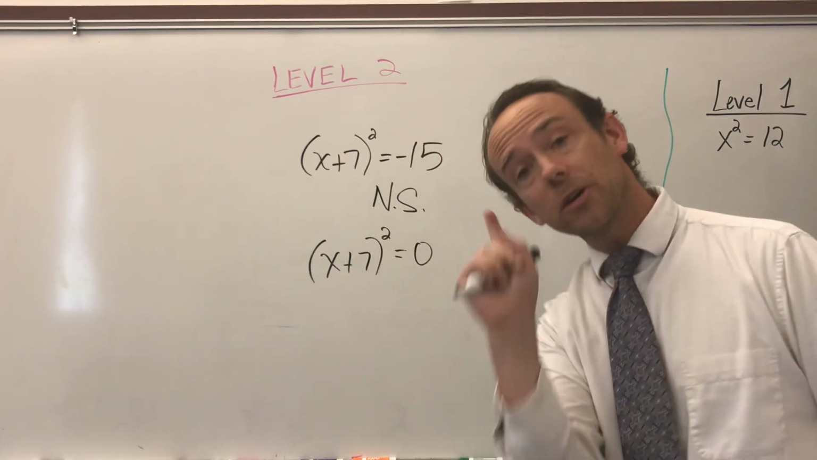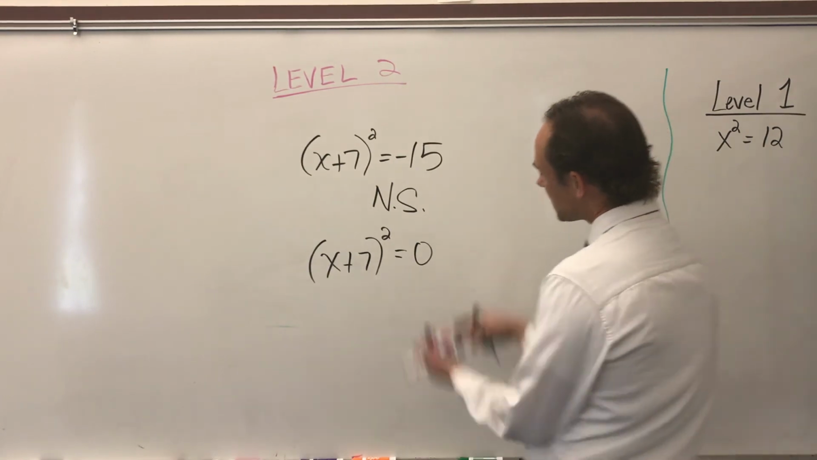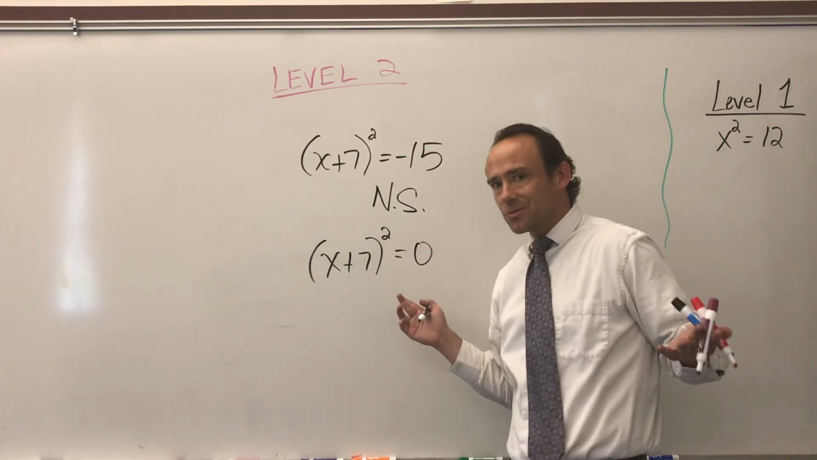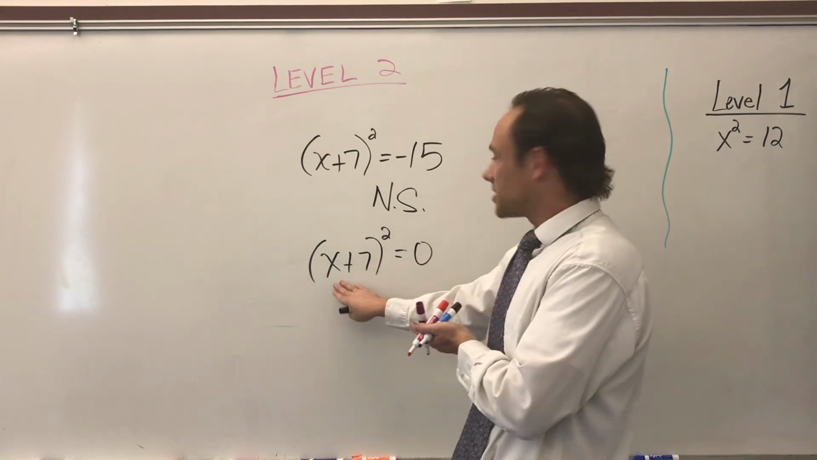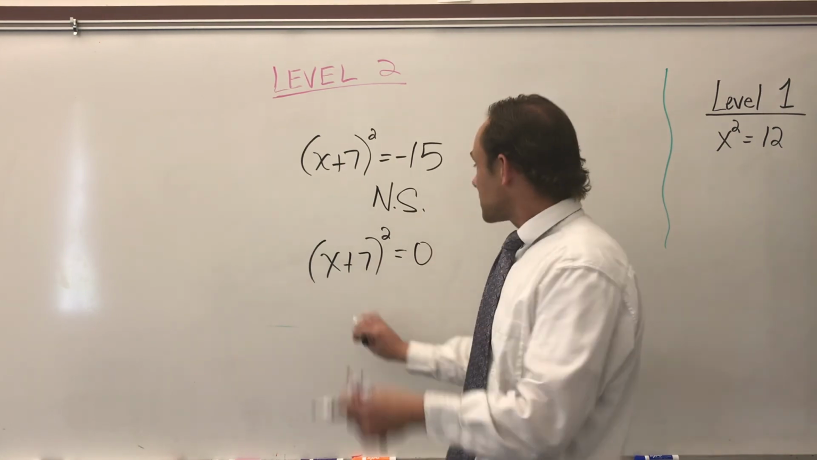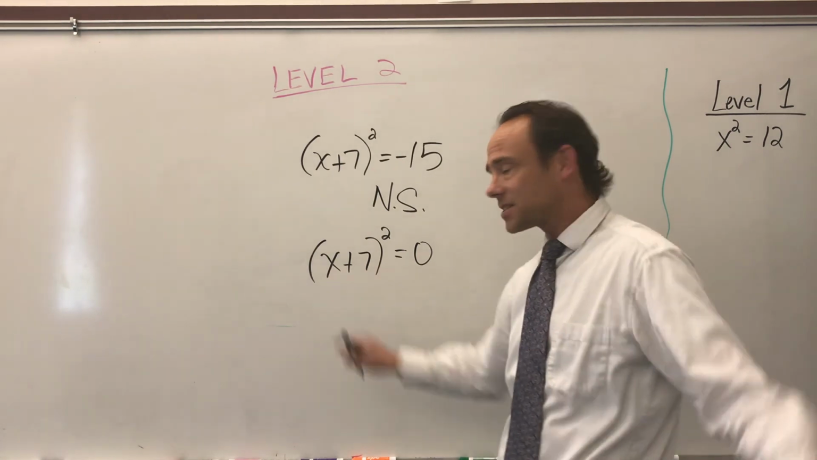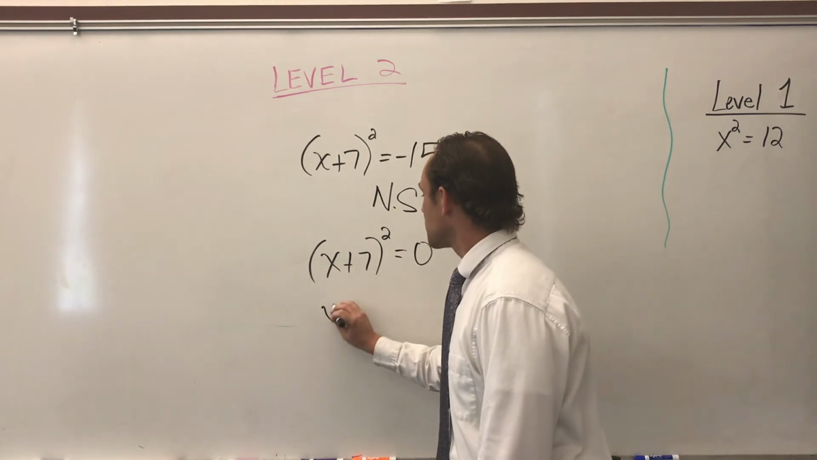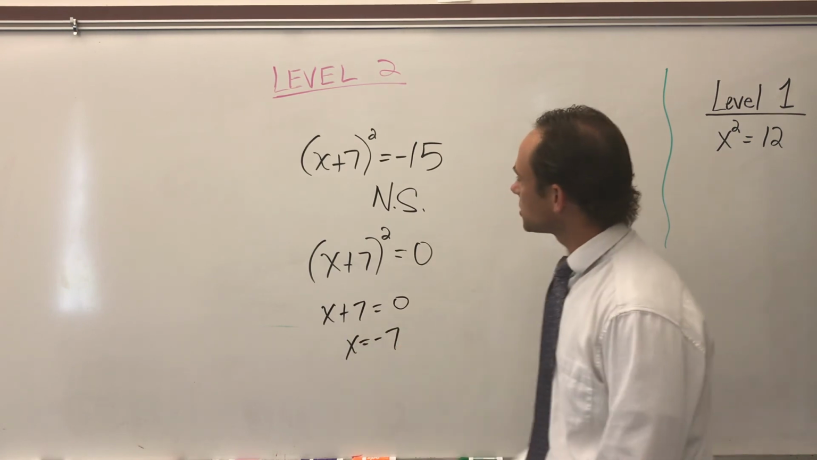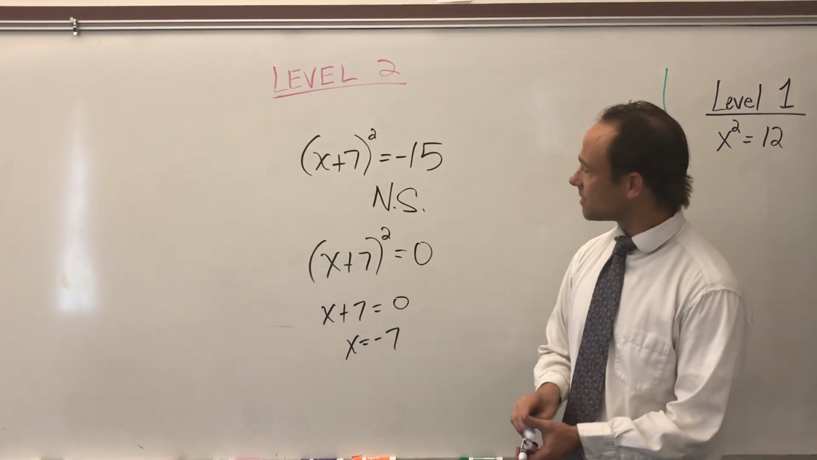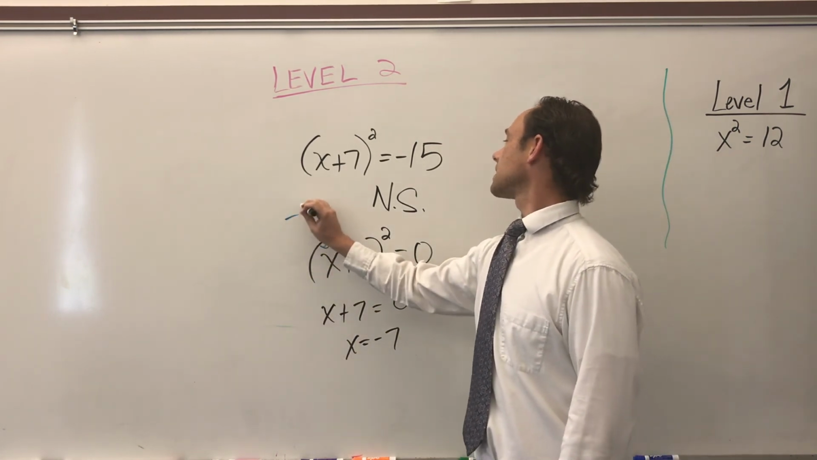Here, there's actually only going to be one answer, because 0 has no inverse. There's only one way to square to get to 0, which is to be 0. And so here, there's not going to be a positive or negative 0. So this time, you're only going to have the one answer, which is the value of x that makes this 0, which would be -7.